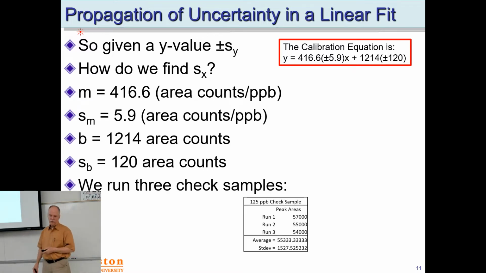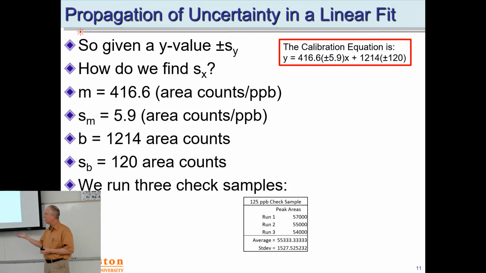Okay. And then we run 3 check samples. So we put in 3 samples. It's 125 part per billion check sample. So we know the answer. We're just trying to see if we get the right answer by running it through our calibration curve. And we'll do more with this in like 3 lectures.